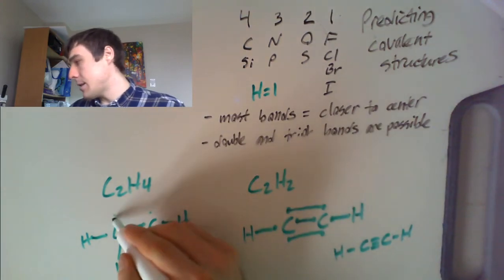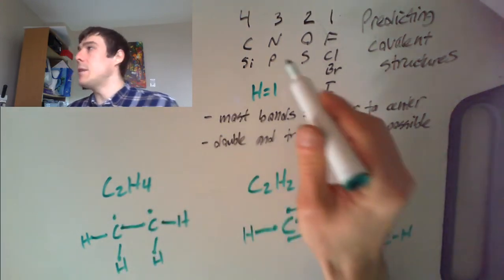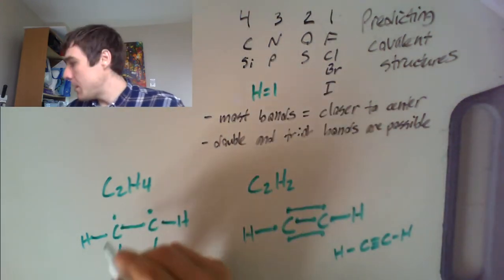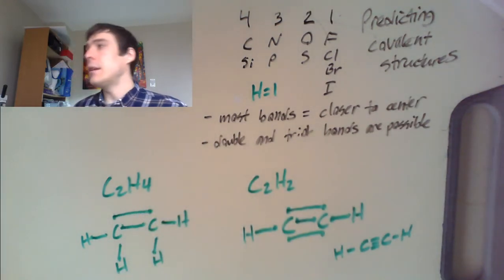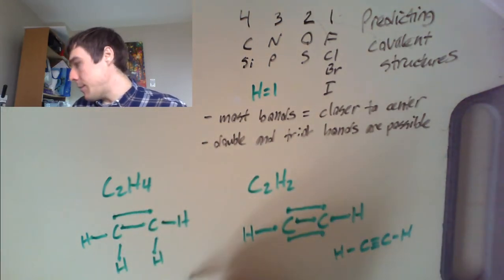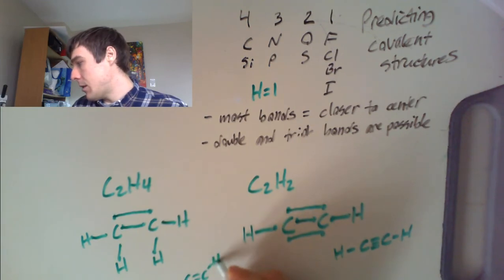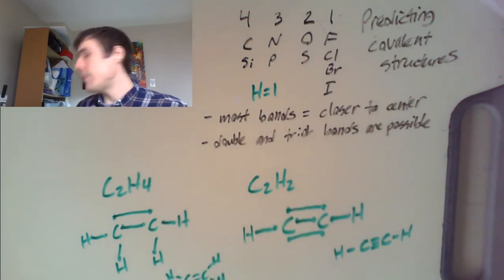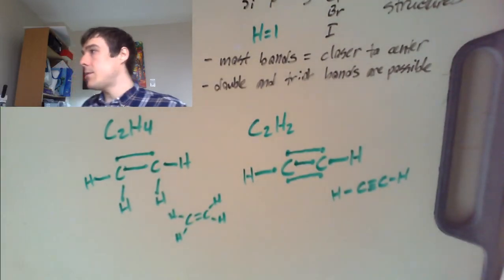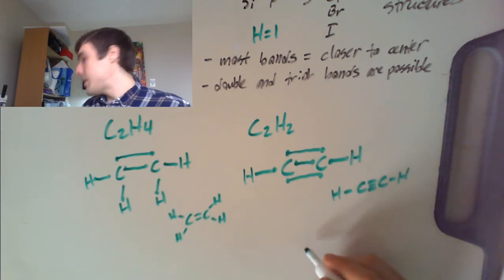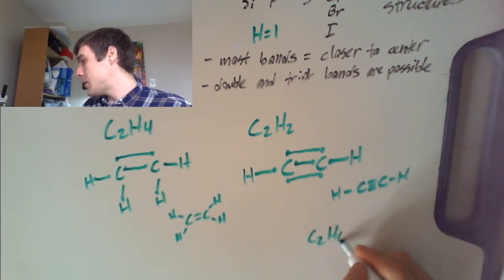And then these carbons are only making 3 bonds. They want to make 4. They want to make 4 bonds. So like that. Maybe draw it a little bit nicer. Right, spread it out a little bit. That is C2H4, like that. And we can also have C2H6.